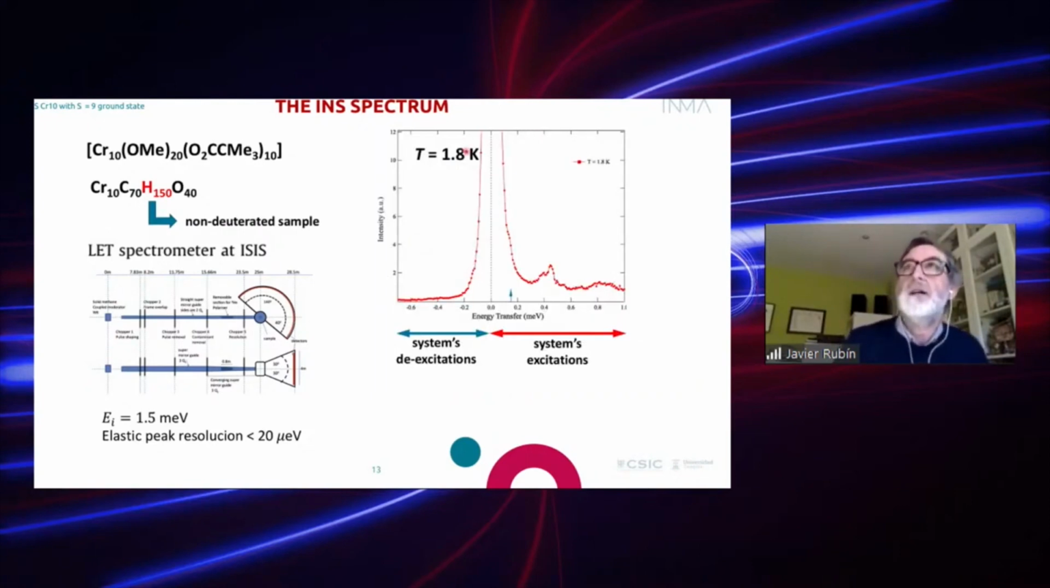This is the spectrum taken at 1.8 Kelvin, and so we have excitations and de-excitations. De-excitations are on the left, excitations on the right, but I'm going to work on this part of the spectrum. We see a small bump just close to or nearly inside the elastic peak, and some other features at different energies around 0.5, 0.445 and 0.8 millielectron volt.